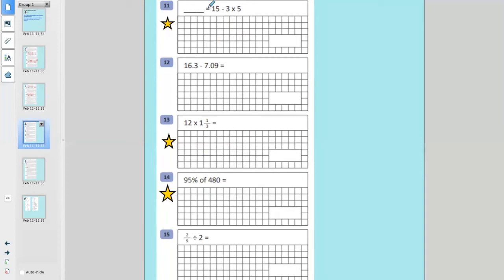So we've got something equals 15 minus 3 times 5. So we have to look at BODMAS. Okay, so we've got a subtraction in there, and we've got a multiplication. Now multiplication goes first, so let's do just that. So we've got 15 take away 3 times 5 is 15, and then we can move on to our subtraction.